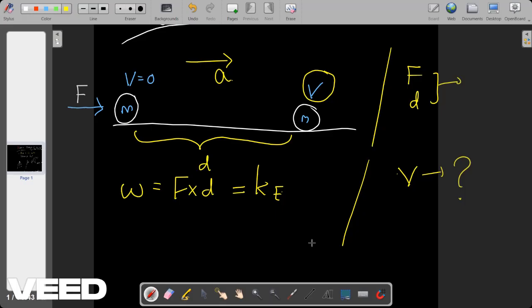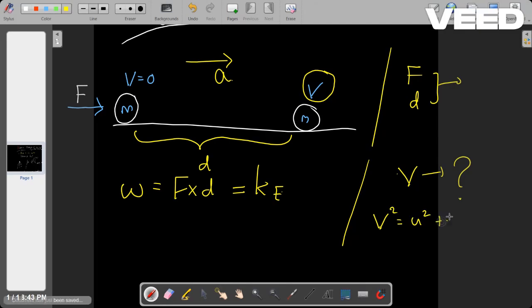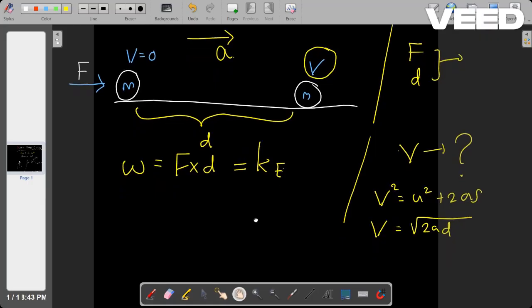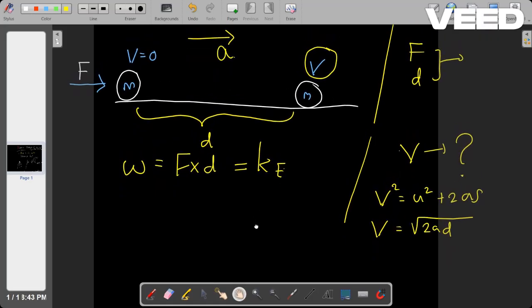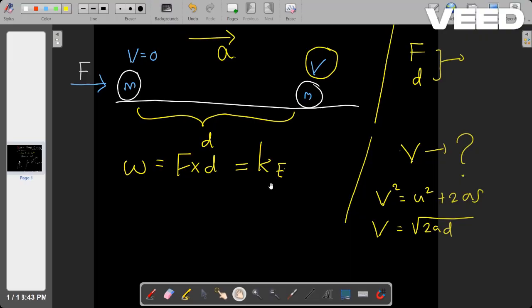So what is the equation? v squared equals u squared plus 2as. I told you it has started the journey from zero velocity. So therefore v squared equals 2ad, where displacement is d, right? Now we are trying to derive an equation for kinetic energy, right?